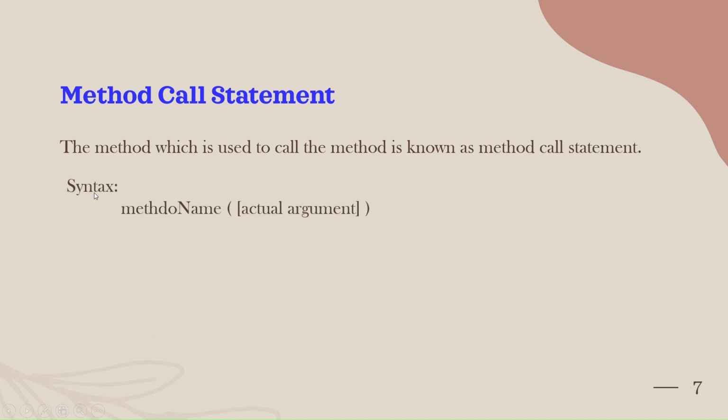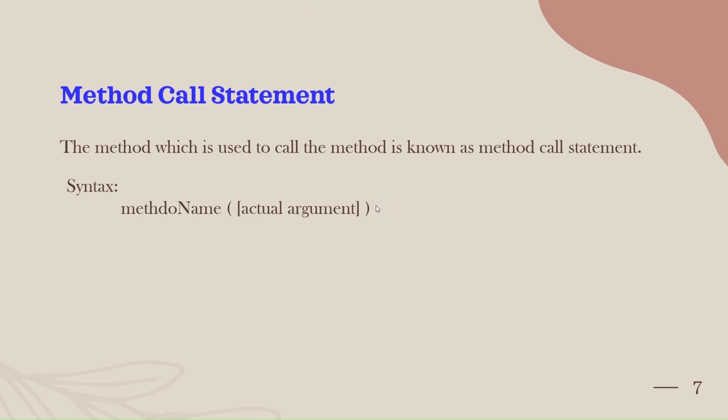As you can see here, the syntax of the method call statement is the method name and the actual argument. This is called a method call statement. When you call your method, that is where your program starts to execute your code. If you don't call your method, then your method will not execute. Without calling the method, it will never execute.